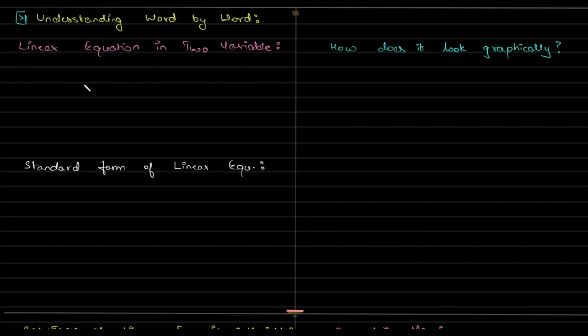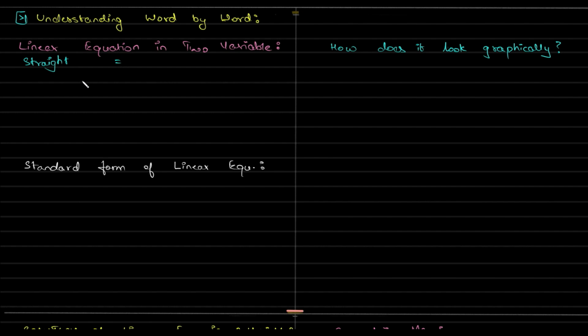Understanding word by word. So we need to understand the topic heading itself. So what does it deal with? Linear. Linear has to do with something straight. So what is straight about this? We'll be looking into that.